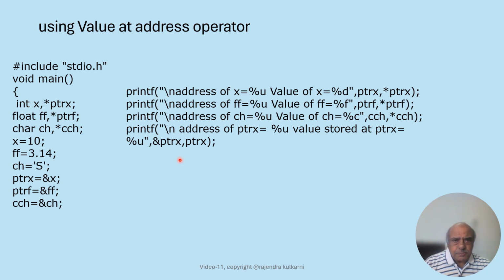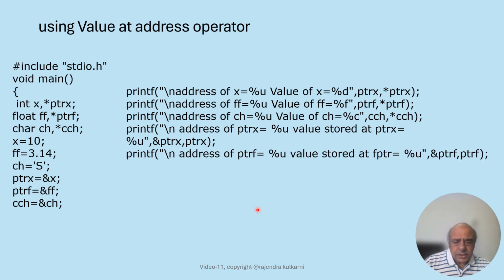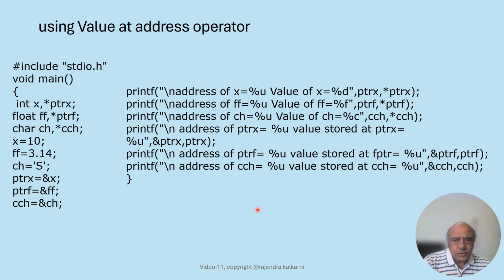When we say that a pointer is a variable, then the pointer variable must be stored in the memory like other variables. So by this statement, address of ptrx is equal to %u, what we get is the address where the ptrx has been stored, and this value stored at ptrx is equal to ptrx gives us the address of x stored in ptrx. Similarly for float and char variables.